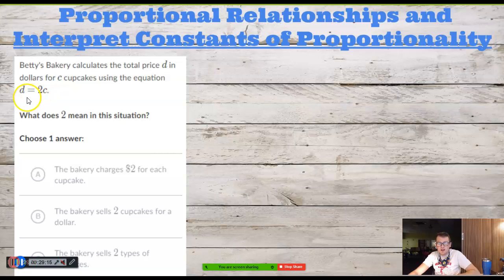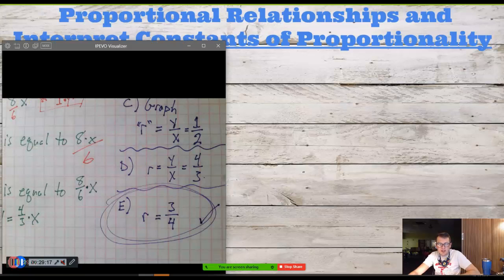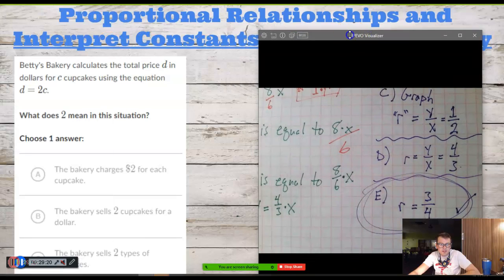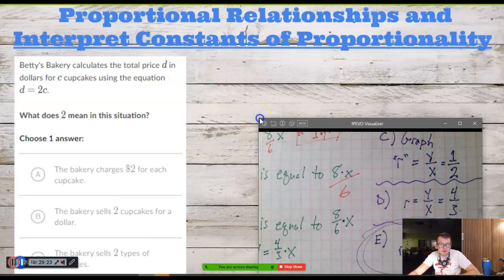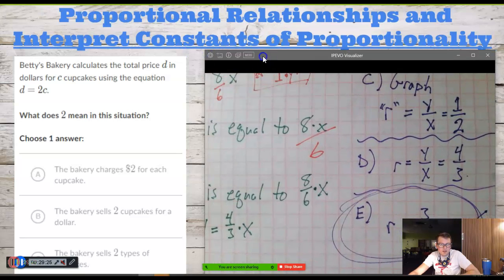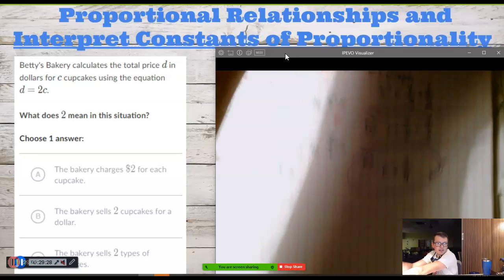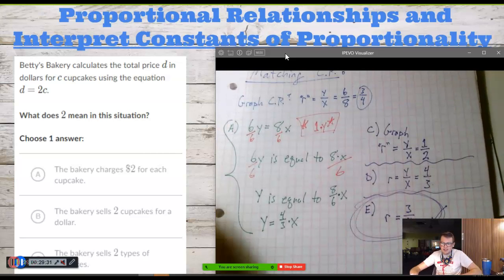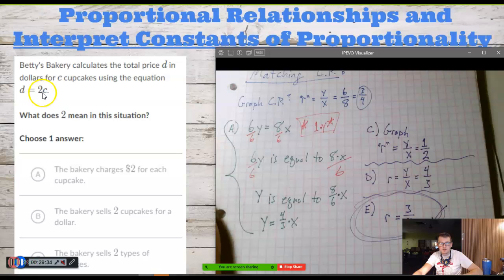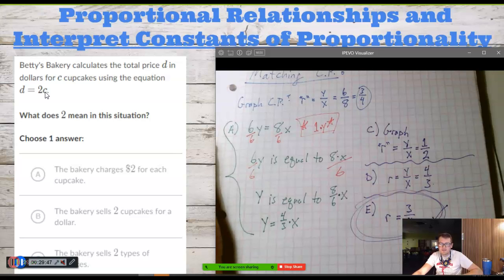This is the stuff we're going to talk about, where we see like D is equal to 2 times C. So I'm going to move this over for anyone still taking those notes. If D is equal to 2 times C, then we look at what is D and what is C. So D, in this case, is the price, equal to 2 times the number of cupcakes. So in this situation, D, the dollars we have to pay, is 2 times the number of cupcakes I buy.